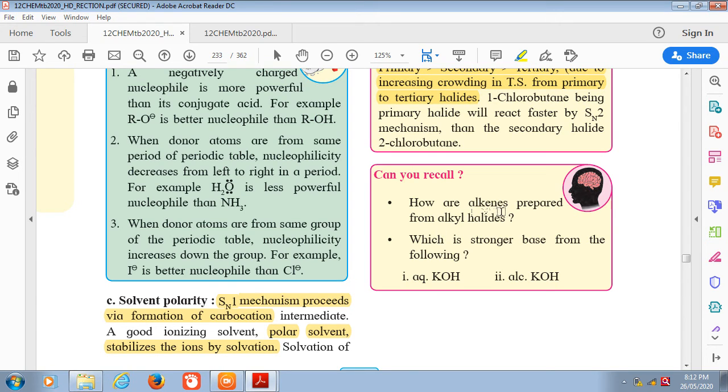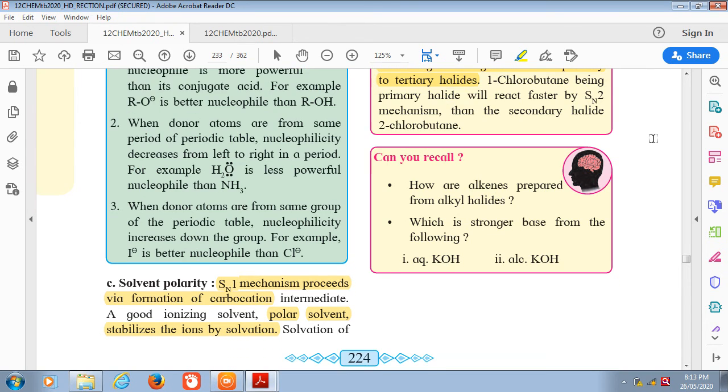When we use alcoholic KOH, then alkenes can be obtained. You can write the reaction at home. And which is the stronger base from the following? This is another question for you, which is your exercise question.